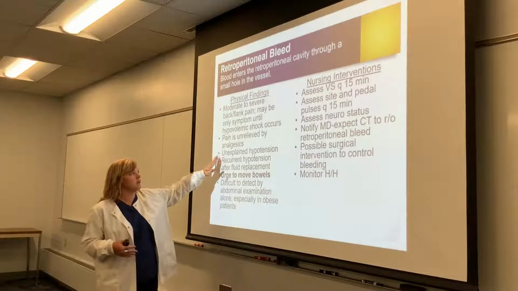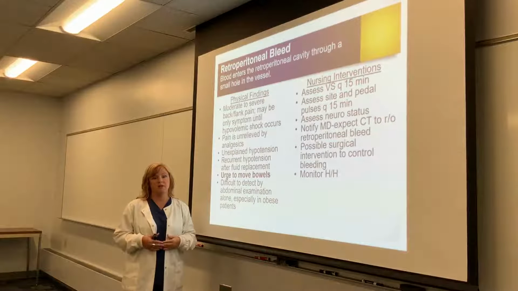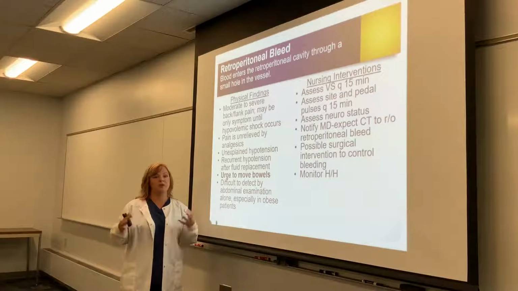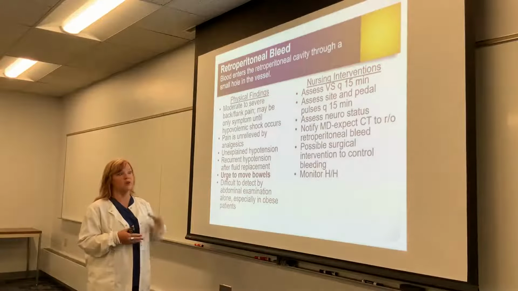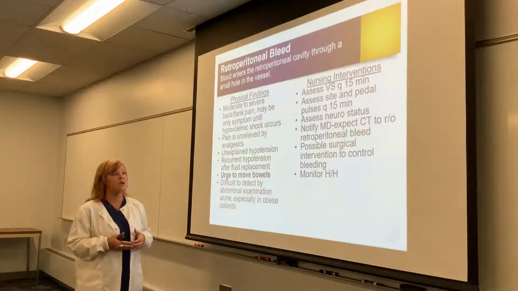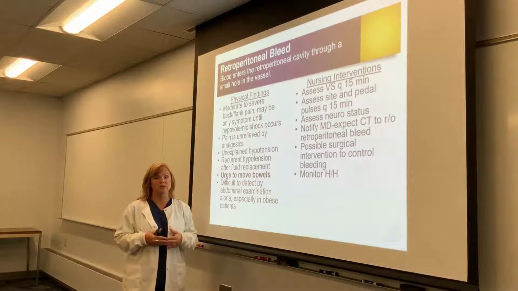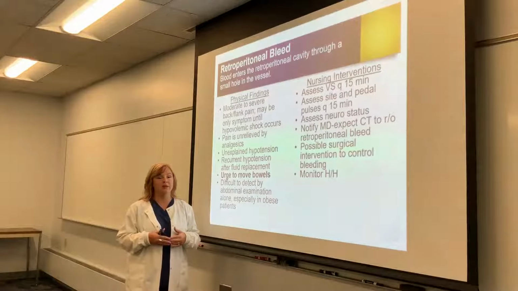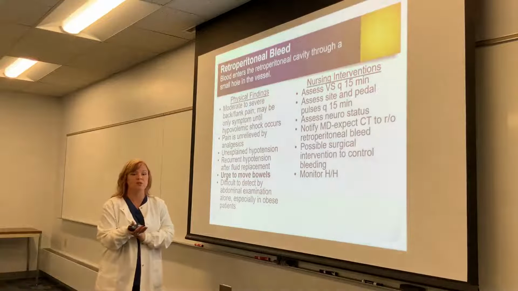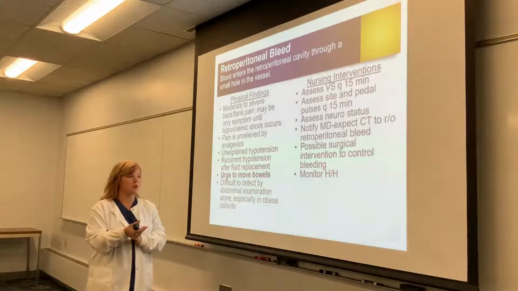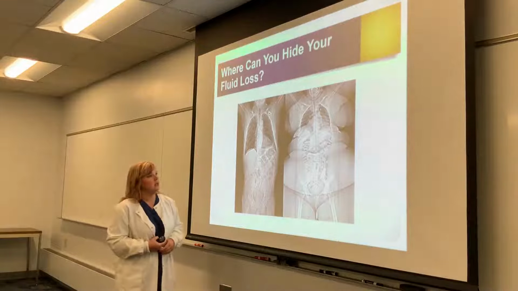But they're also gonna begin to start having some hypotension and some tachycardia because they are losing volume. So all of those signs and symptoms together are gonna alert you that this might be going on. So you're gonna get in touch with the provider right away. You would expect that they would do a CT scan to rule this out. And if they are having a retroperitoneal bleed, they will have to have surgical intervention to control the bleeding. So again, you're monitoring them frequently.